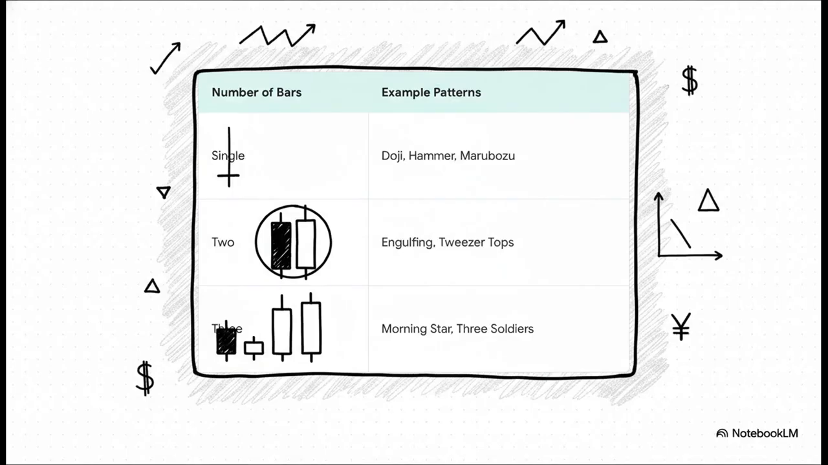Now, these patterns are usually grouped by how many candles they use. Some patterns, like the famous doji, tell a whole story with just 1 candle, signaling a moment of perfect balance and total indecision. Then you've got 2-bar patterns, like a bullish engulfing, where a big green candle just completely swallows the previous red one. That suggests a really powerful shift in control. This just gives you a taste of the rich vocabulary that traders use to read what's happening.